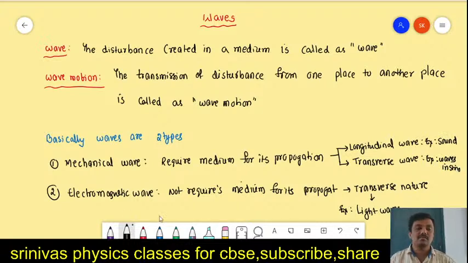We will discuss clearly now. Basically the waves are two types: mechanical wave and electromagnetic wave. If for the wave propagation medium is required, that is called a mechanical wave. If medium is not required, that is electromagnetic wave. Example for the electromagnetic wave is light wave. Electromagnetic wave has transverse nature, and the mechanical wave has two types, longitudinal and transverse wave, based on the direction of vibration of particles.